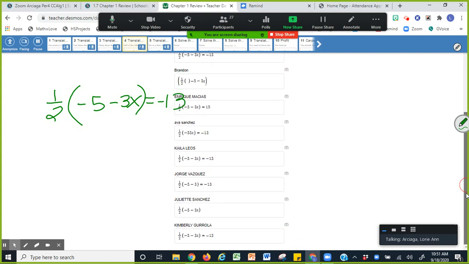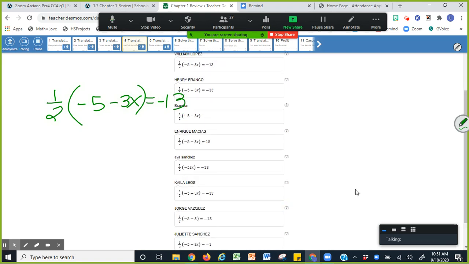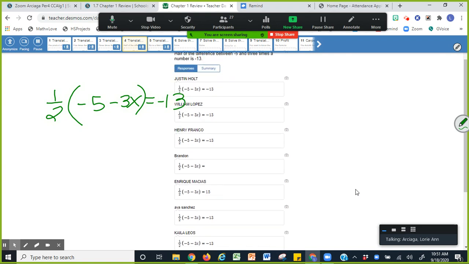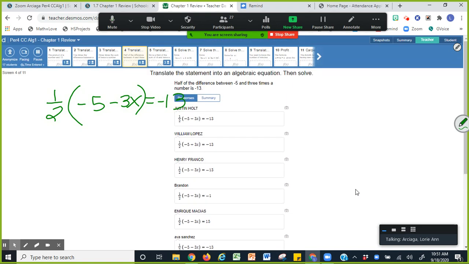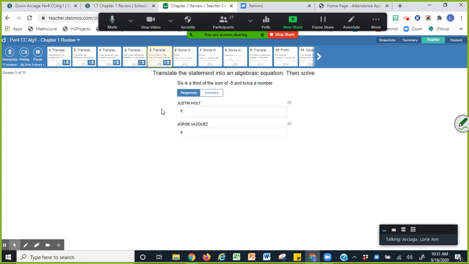George, you forgot your X, honey. Okay. Ava, you forgot the minus after the -5. There you go. Awesome. Okay, let's move on so we can go over all the problems. Okay, number 5, slide 5.